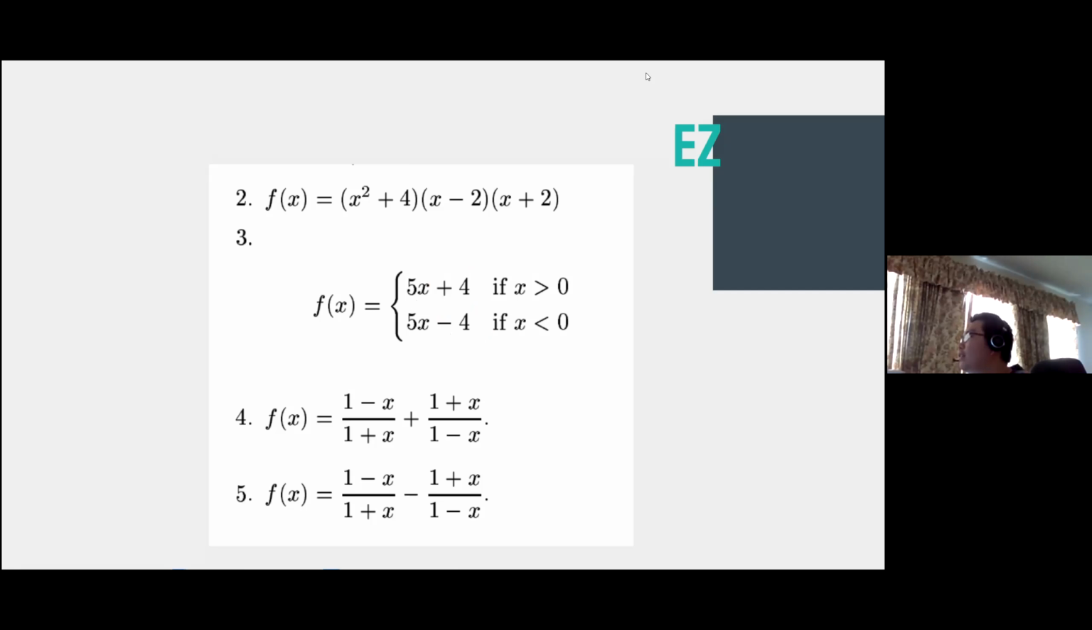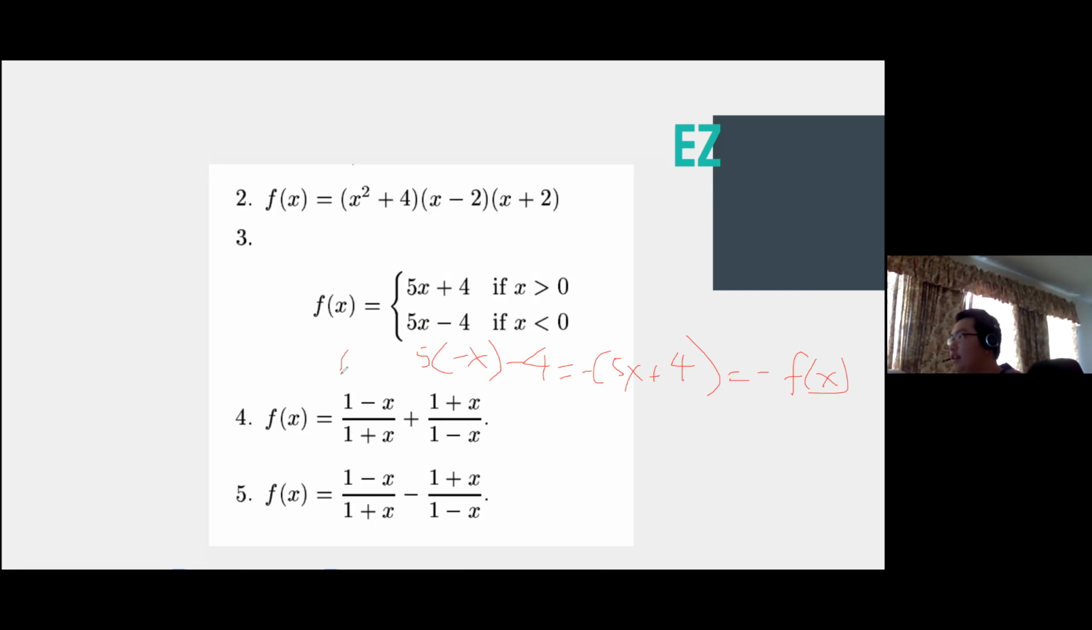And then the next thing you see is that you have 5x-4. If you plug negative x into this, you have f(-x) = 5(-x)-4, which is just -5x+4, which is negative f(x).